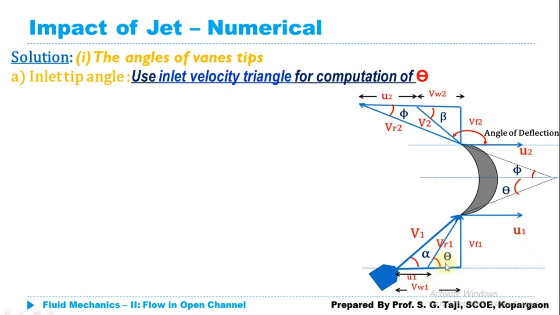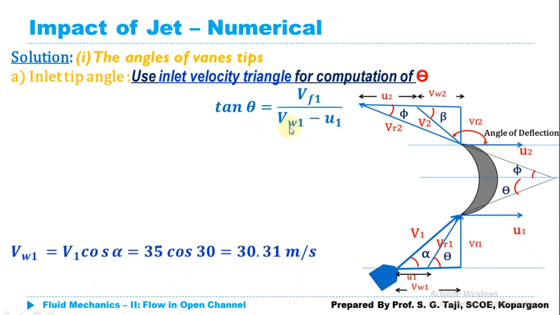That means that we are going to use tan of theta. Tan theta is equal to Vf1 divided by (Vw1 minus u1). So here it is: tan of theta is equal to Vf1 divided by Vw1 minus u1. Now we are going to calculate the theta. So we have two unknowns here, Vf1 and Vw1.